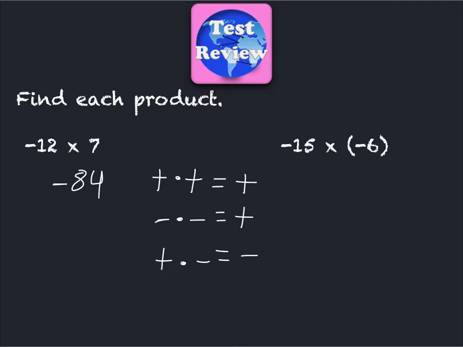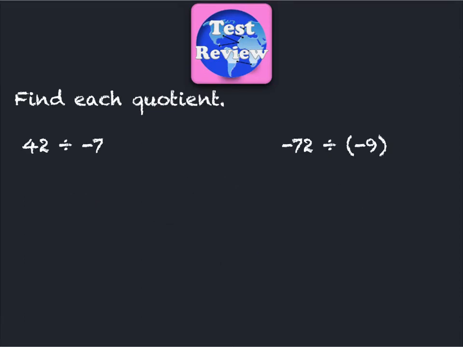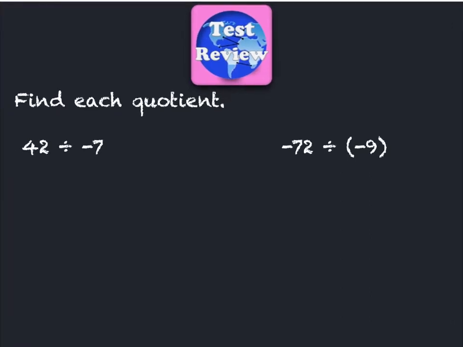Over here we have -15 times -6. That's a negative times a negative, so our answer is going to be positive. 15 times 6 is 90. So same when we are dividing. Here we're dividing a positive 42 by a -7, so positive, negative, different signs, which means our answer is going to be negative. And 42 divided by 7 is 6, so it would be -6. And over here we're dividing a negative by a negative. Again, same sign, answer is going to be positive. And then 72 divided by 9 would be 8.